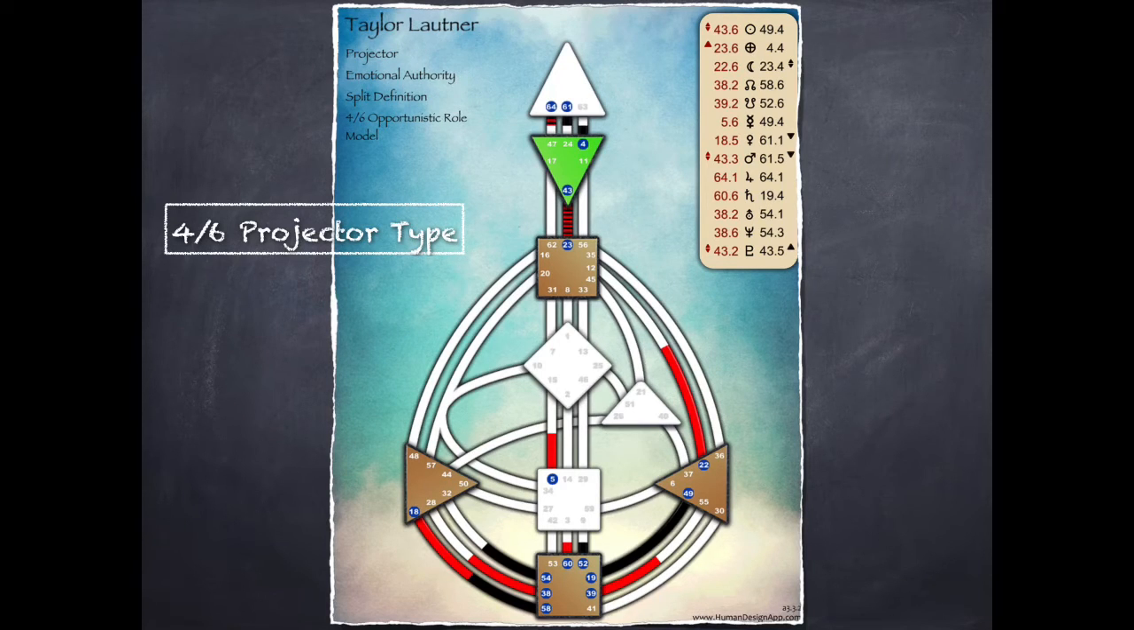But the trick for a projector who carries the 4-6 profile is to know that the opportunities will come to them if they're patient and wait for the right timing. And if they do, they can become the role models that they're meant to be, where they can be leaders and guide and direct and be representations of their authentic selves. And in doing so will inspire others to be the same.